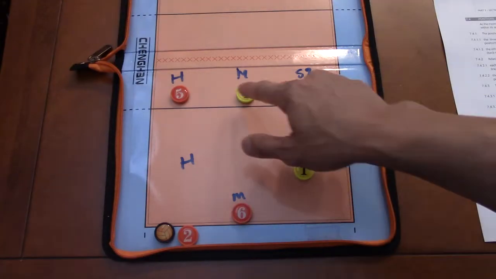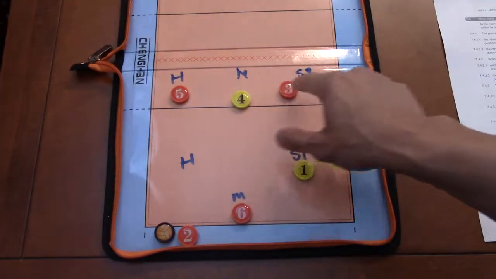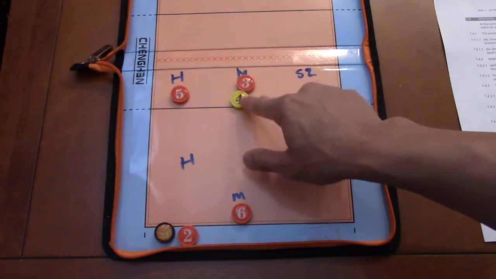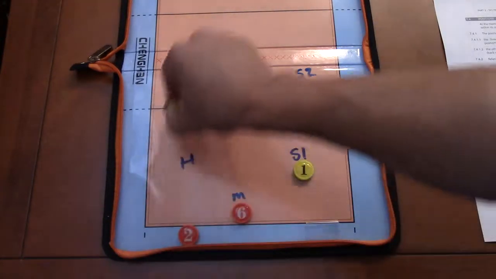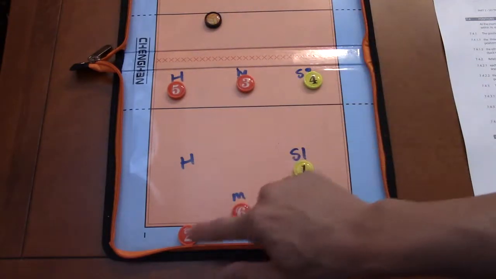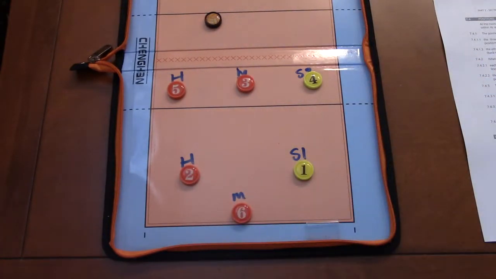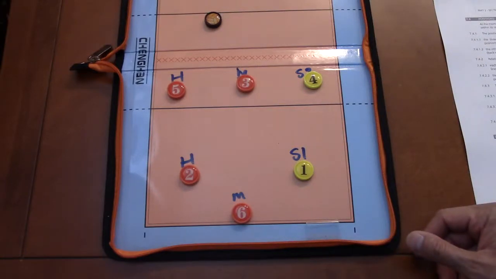And let's see what happens with our front row players. Since player 3 is our middle, let's move them and just have our setter come around. So then the ball is served. Player 4 will come here. Player 2 comes in at the same time. And then we're back into our base defense.